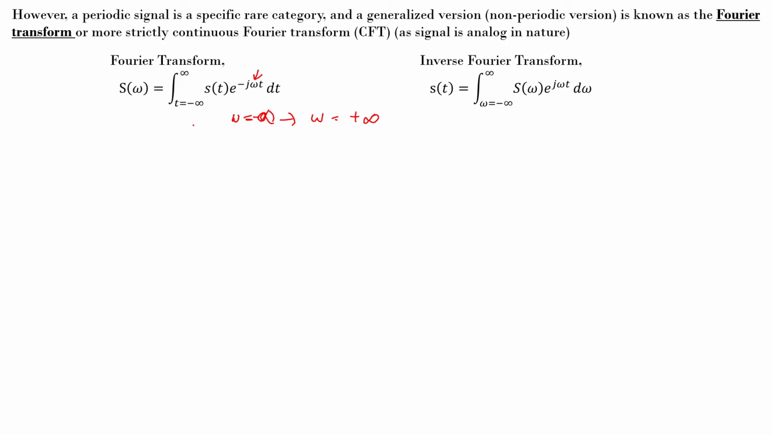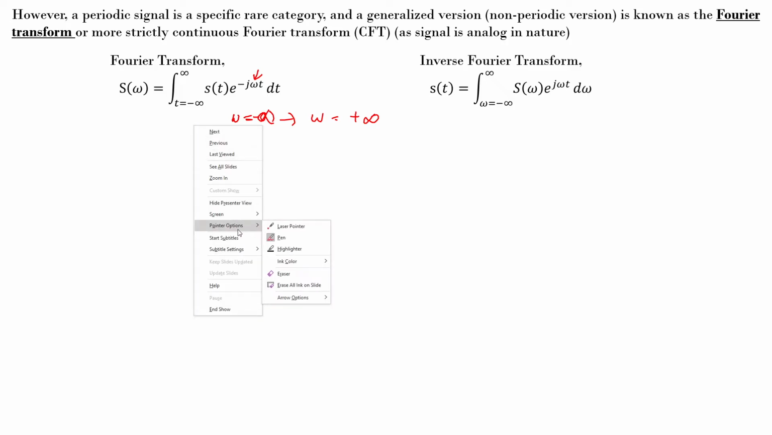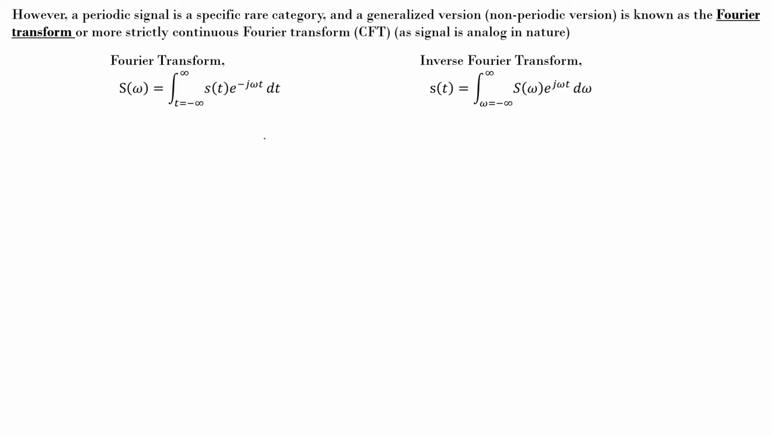Okay, so this is the operation. Now, if you're coming from a communication theory background or with an interest in communication theory, what does this term actually mean? Forget about the integral and all these. What does this term mean? S of t, e raised to minus j omega t.